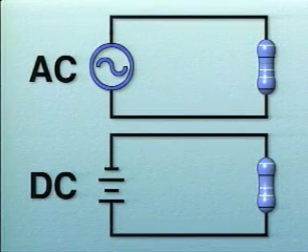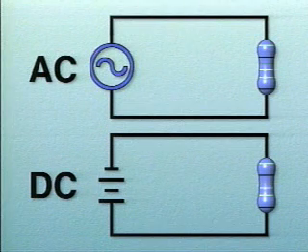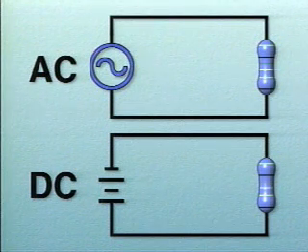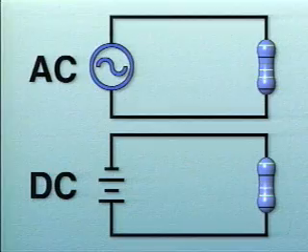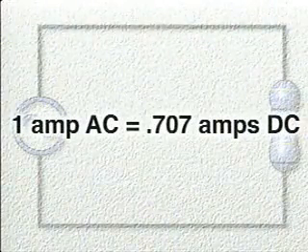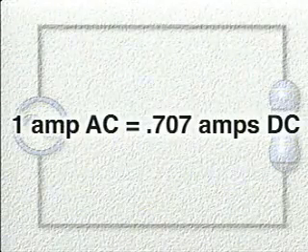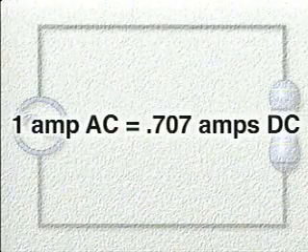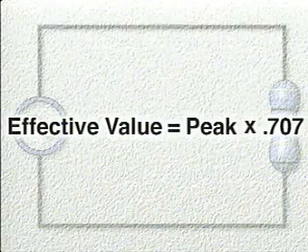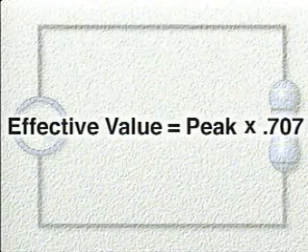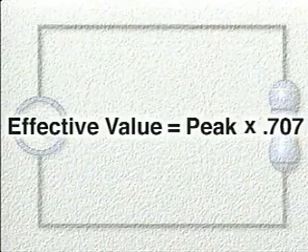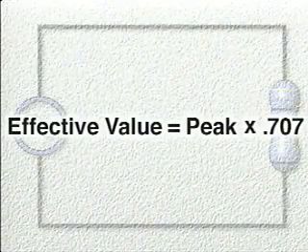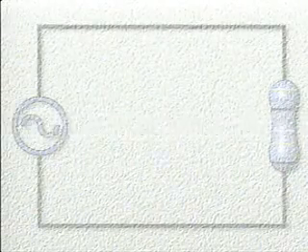Effective values are based on a comparison between AC current and DC current. To make this comparison, scientists did a lot of experiments to measure the heating effects of AC and DC current. From their experiments, the scientists discovered that 1 ampere peak value of alternating current produces the same heating effect as 0.707 amperes of direct current. In other words, effective AC values are equal to peak values times 0.707. This relationship applies to both voltage and current because voltage produces current.